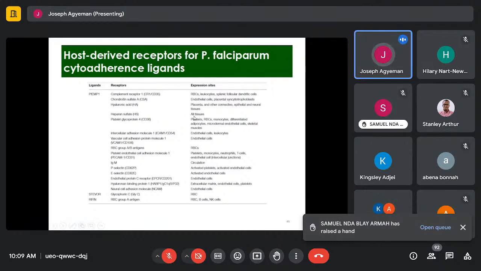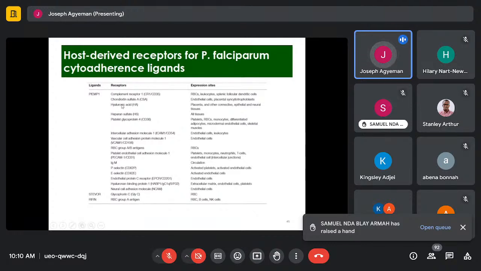PfEMP1 can stick to it and then cause cytoadhesion. You have vascular cell adhesion molecule 1 as one of those receptors. This is very common when it comes to the endothelial cells of the blood vessel. It can hook onto it. So this is how it happens. It's not just that they go and then stick.